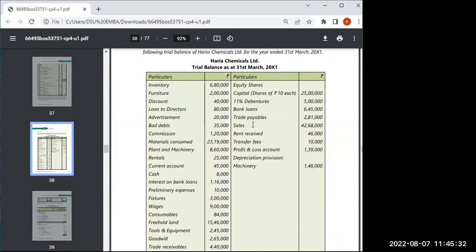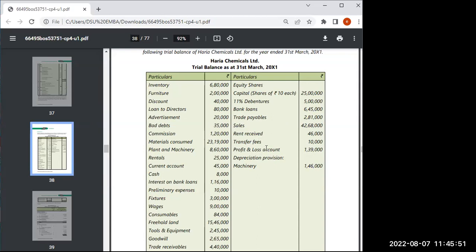Then credit side items are equity share 25 lakhs, debentures 5 lakhs, bank loan 6 lakh 45,000, trade payable 2 lakh 81, sales, rent received, transfer fee. Transfer fee means share transfer fee from one person to another person. If you are changing the name, you have to pay some money. That is income for the company.